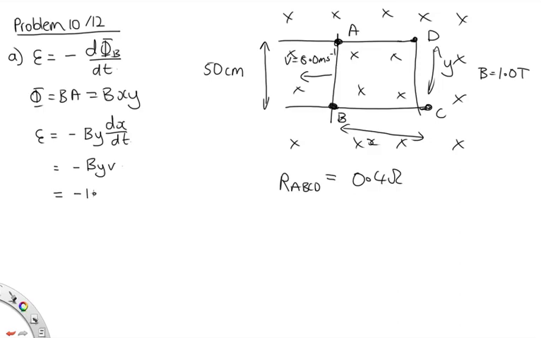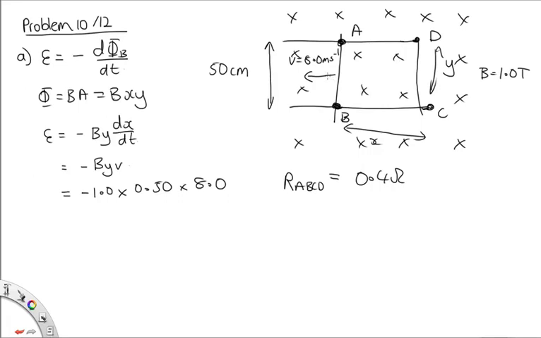So now we can substitute in. We've got minus 1.0 times 0.50 times 8.0. On the diagram, this dx/dt is moving in the negative direction, so we can cancel out this negative, and we end up with 4.0 volts is induced.